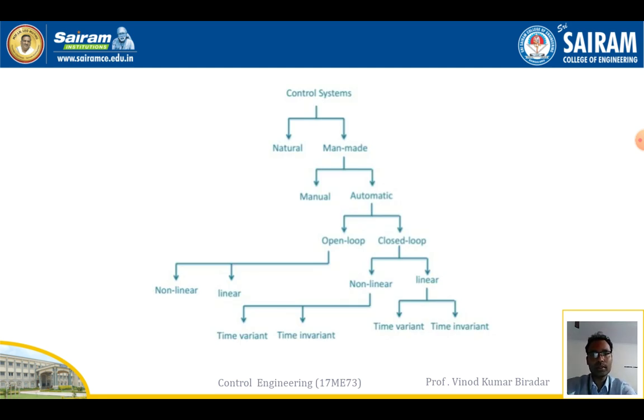Control system is divided into two: natural and man-made. Man-made is divided into two: manual and automatic. Automatic is divided into two: open loop and closed loop. This open and closed loop is very important for your syllabus. Open loop is again linear and non-linear. Closed loop is also linear and non-linear. Again, in non-linear, time variant and time invariant. Likewise in linear, time variant and time invariant.